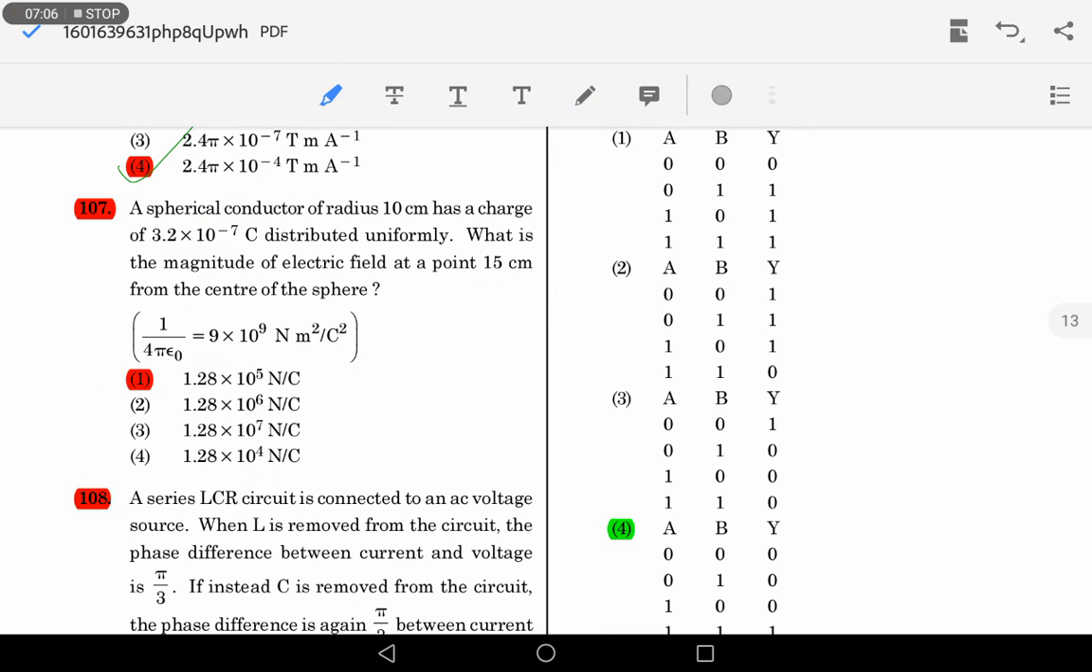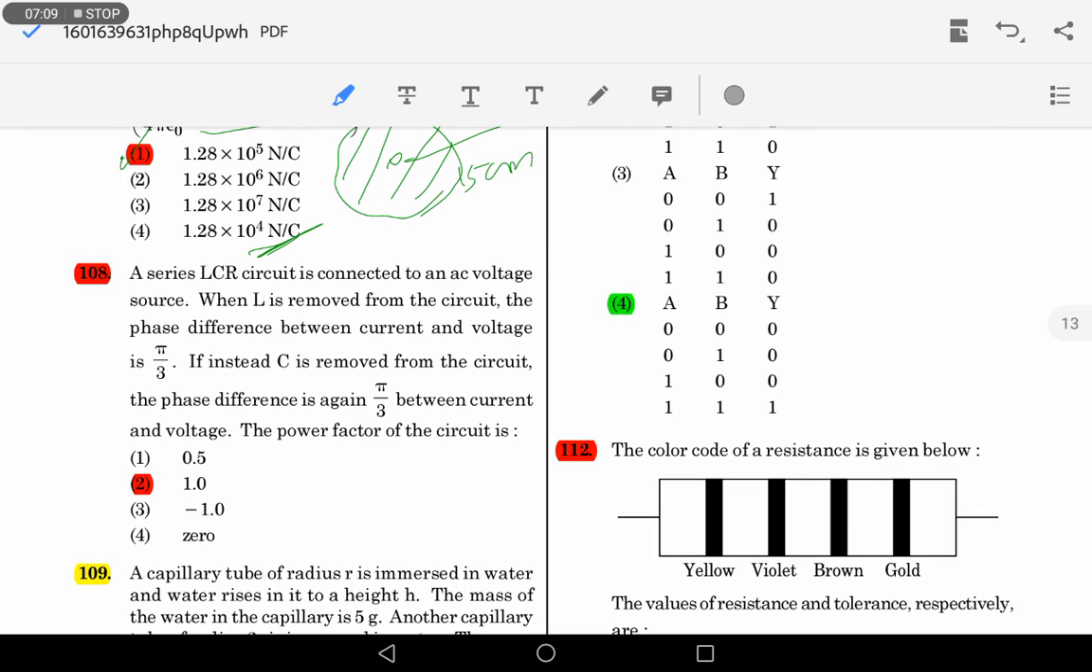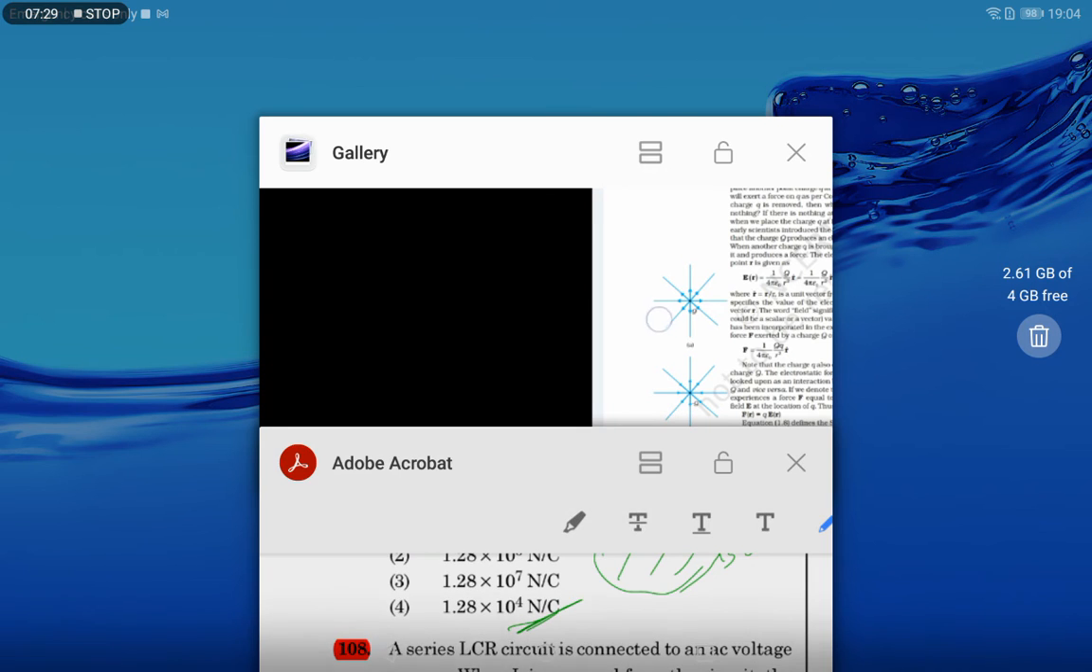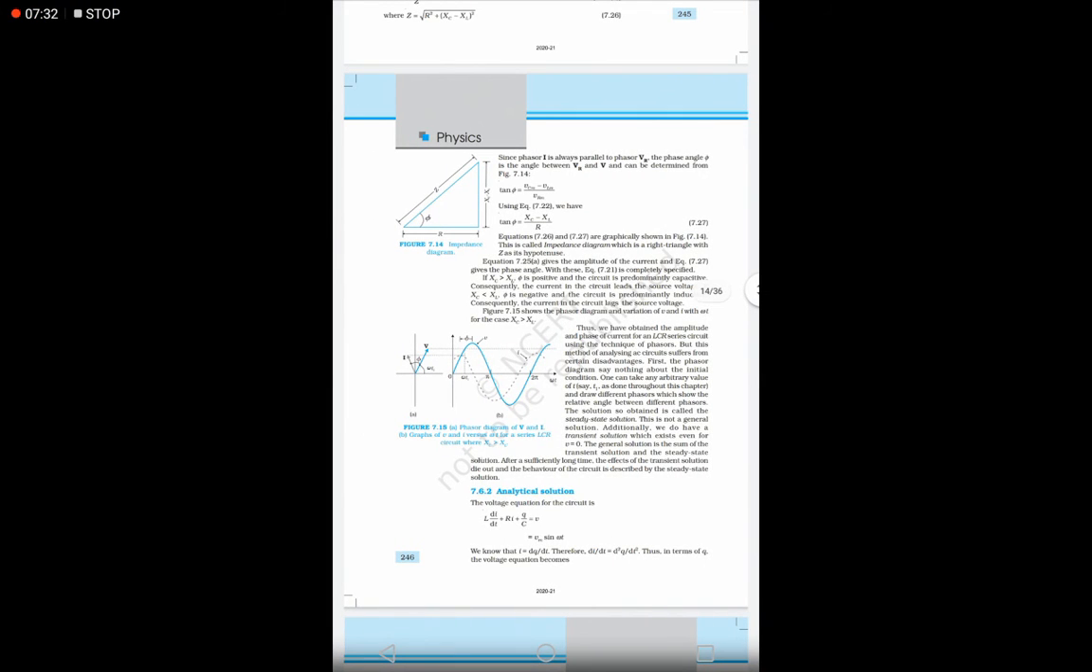Next question: a series LCR circuit is connected to an AC voltage source. When L is removed from the circuit, the phase difference between the current and voltage. So when L is removed, only two components are present, that is resistor and capacitor. With resistor and capacitor, cos phi is what we call the power factor. We can also use tan phi equal to Xc minus XL by R, but here power factor is the question, so power factor cos phi equal to R by Z.